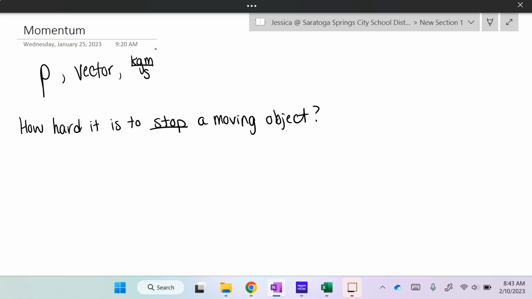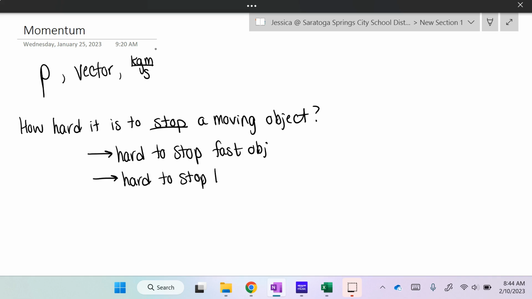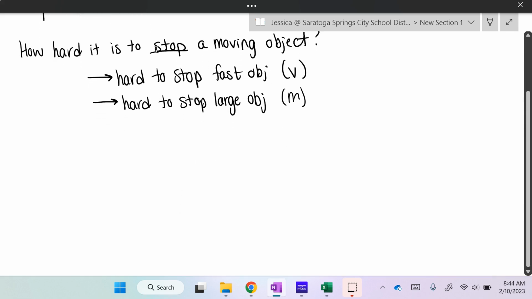Okay. And if we think about trying to stop moving objects, it's going to be really difficult to stop fast objects. And it's also going to be really hard to stop large objects, right? The bigger the object, the harder it is to stop, and maybe the faster it is, the harder it is to stop. So that tells me that likely momentum is going to be based off of the velocity and also the mass of the object.